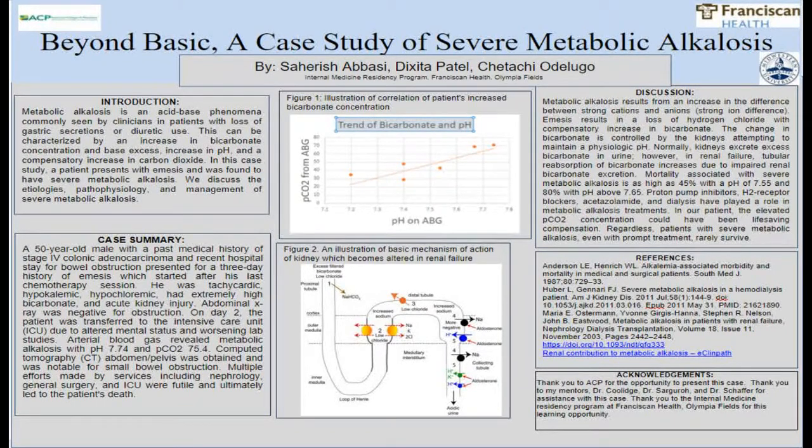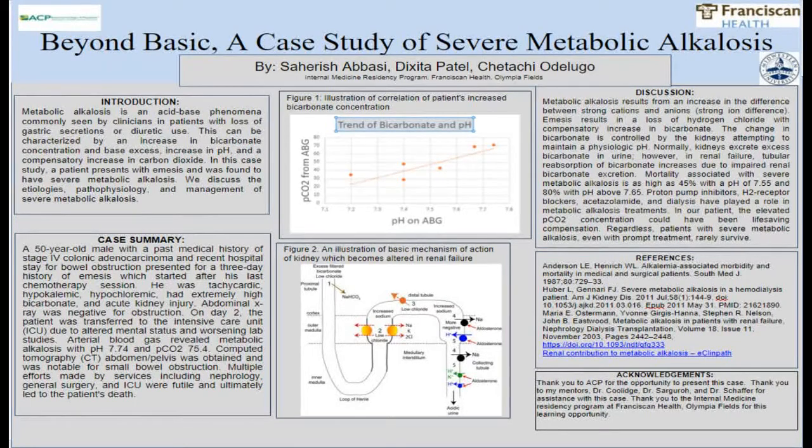This is a 50-year-old male with a past medical history of stage 4 colonic adenocarcinoma and recent hospital stay for bowel obstruction who presented with a 3-day history of emesis, which started after his last chemotherapy session. He was tachycardic, hypokalemic, hypochloremic, had extremely high bicarbonate, and an acute kidney injury. Abdominal X-ray was negative for obstruction.